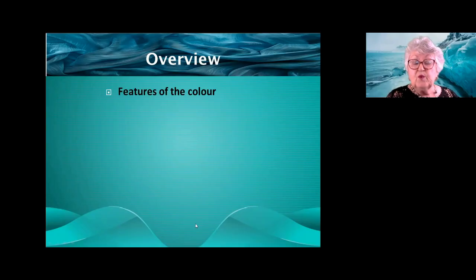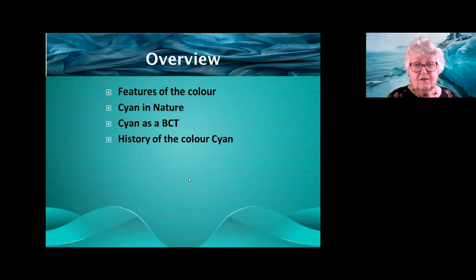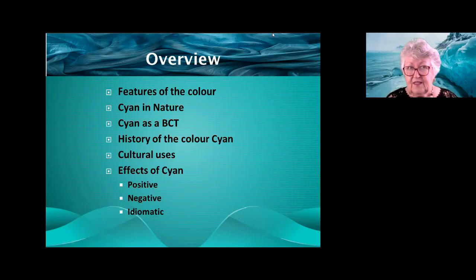Firstly, I want to explore the various features of this colour, because it's quite an interesting one. It appears in nature, and we'll be looking at some of the ways in which it occurs, as well as how it comes to be classified as a basic colour term, not in English, but actually in Russian. There is a history of the colour cyan that is important to look at, as well as the way in which we have used it as a cultural phenomenon. And of course, we'll be looking at the various effects of cyan as positive and negative effects, as well as what sort of idiomatic information we can glean from it.